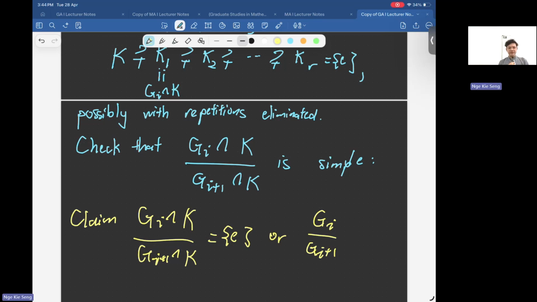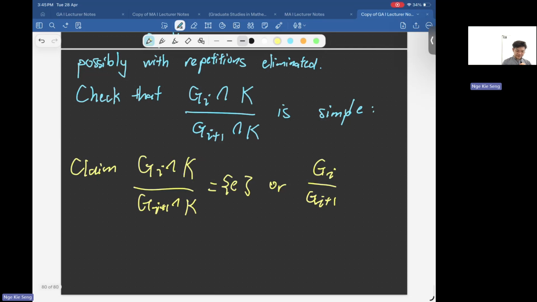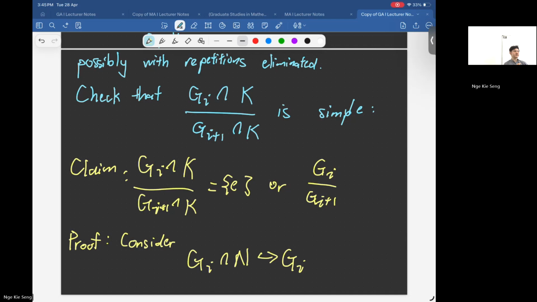Well, good. So how do we show this? Let's prove this claim here. So let's look at this homomorphism. Consider the homomorphism from G_i intersect K. Please pardon me if I write N again. There's an inclusion into G_i. And at the same time, there's a surjection onto G_i over G_{i+1}.